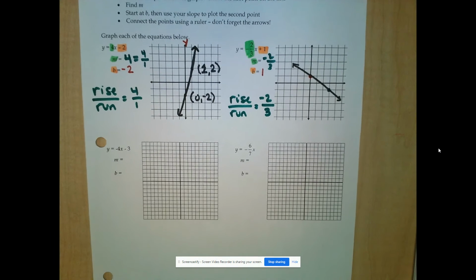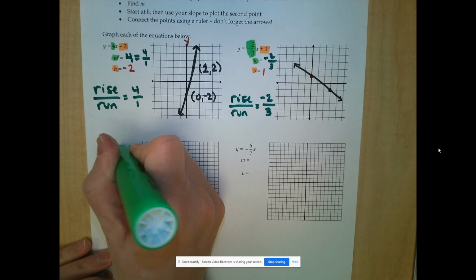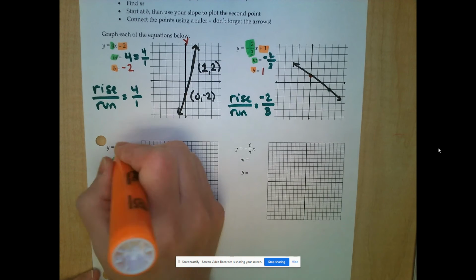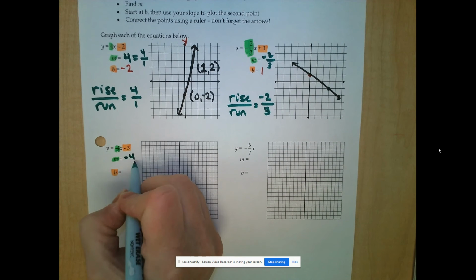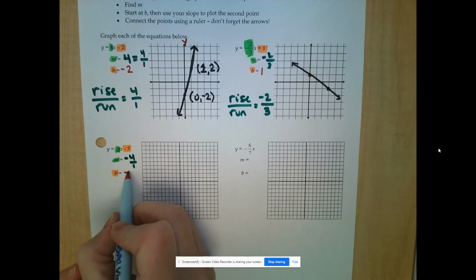The next ones, you'll notice that the graphs are slightly different, just gives us a little bit more room. This one, it's all the same concept. I first have to identify the slope. In this case, the coefficient in front of the x is -4. The y-intercept is the -3. And so I'm going to write those down. First, that my slope is -4 or -4 over 1. I need both numbers. And that the intercept is -3.